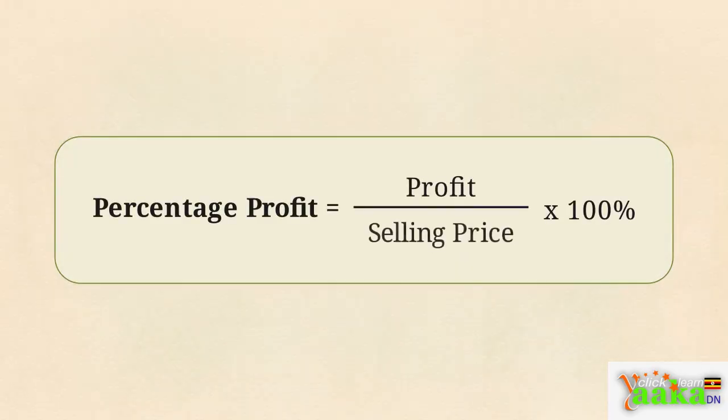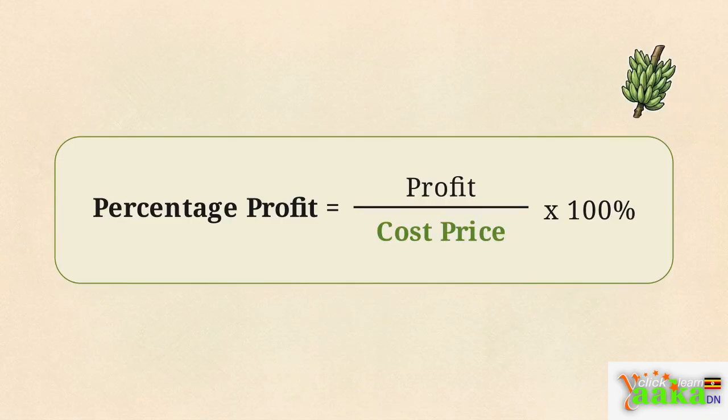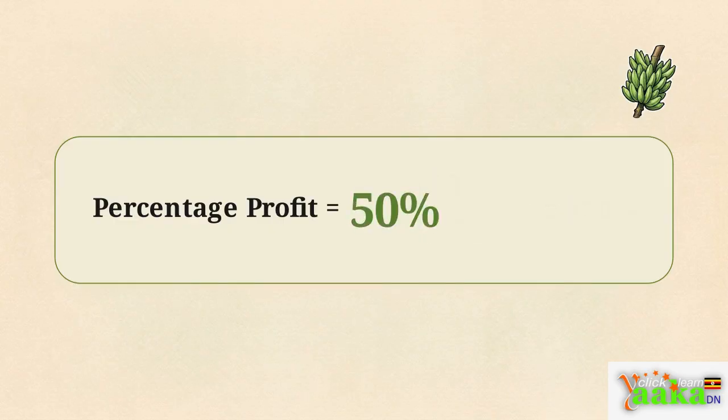This brings us to a common error. When calculating percentage profit, many people divide their profit by the final selling price. Looking at this formula, you can see the correct method is to anchor your calculation to the cost price, the original money you invested. Applying this to our matake transaction, we take the 5,000 shillings of profit and divide it by the initial 10,000 shilling cost price. Multiplying by 100 gives us a return of 50%.